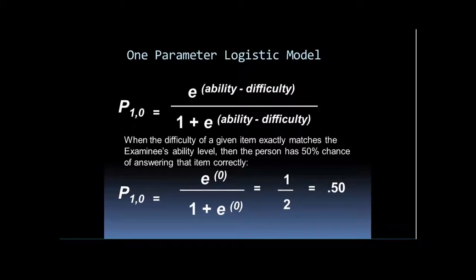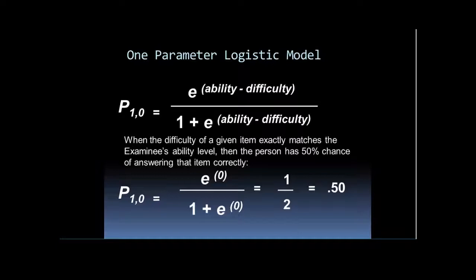So the one-parameter logistic model is this funky little formula here, but you'll notice the big important thing is the variables of ability minus difficulty. So the Rasch model, or one-parameter model, looks at how far distant a person's ability is to the item difficulty, and that's all it looks at.